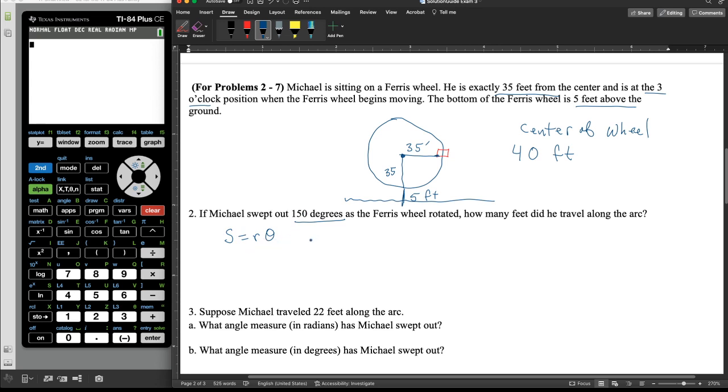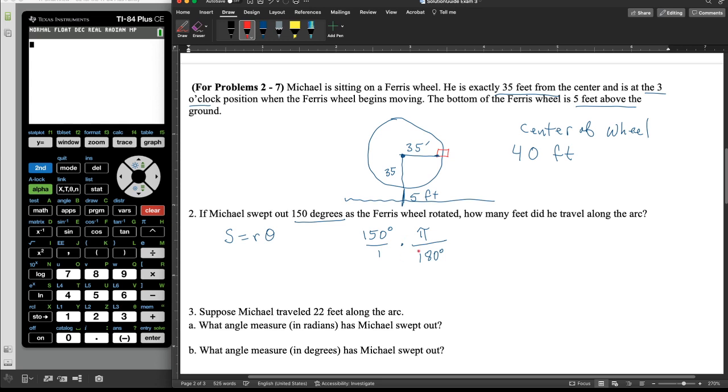So we first have to convert this 150 degrees into radians, and we do that recognizing that 180 degrees is the same thing as pi. So here's our conversion factor. This is how we go from degrees to radians.